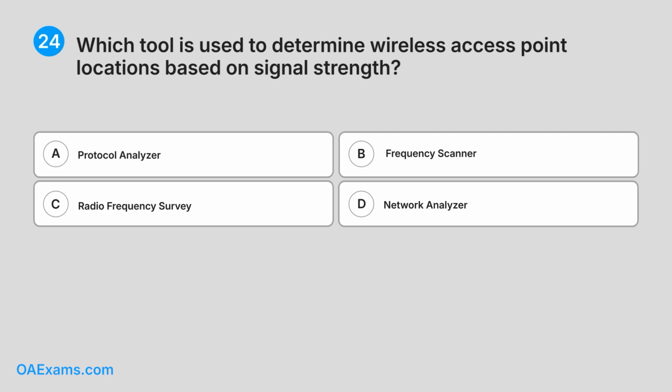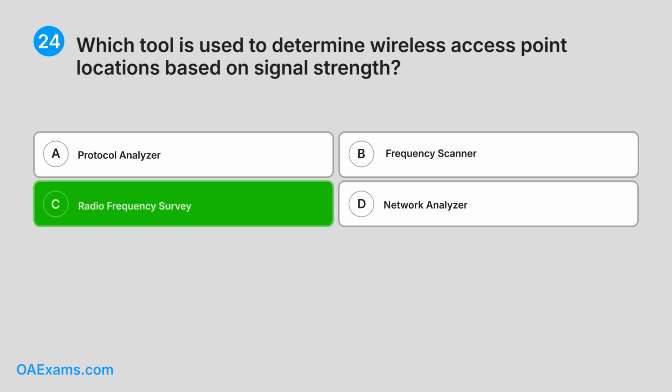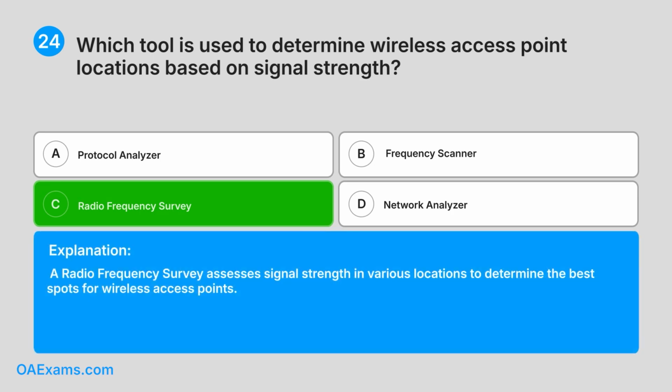Correct answer, C. Radio Frequency Survey. Explanation. A radio frequency survey assesses signal strength in various locations to determine the best spots for wireless access points.